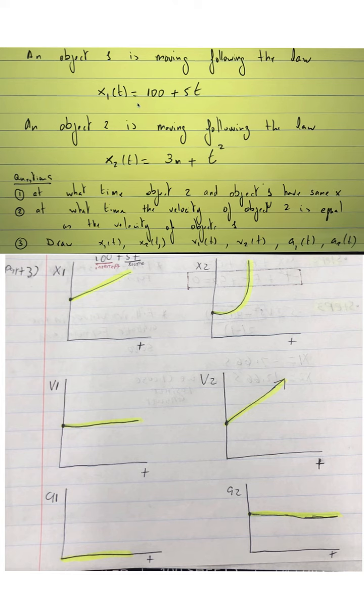And lastly, this means that the acceleration is constant and positive and would give us a graph like the one at the bottom right.